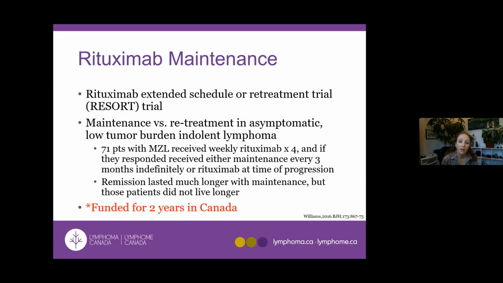So what that says is that even though the lymphoma is relapsing sooner in those who didn't receive maintenance, it doesn't actually translate into them living longer. So it's probably reasonable to just think about retreating them when the disease comes back. I should mention that in this study, they did indefinite rituximab maintenance, whereas in Canada, based on other studies, it's only usually funded for 2 years.